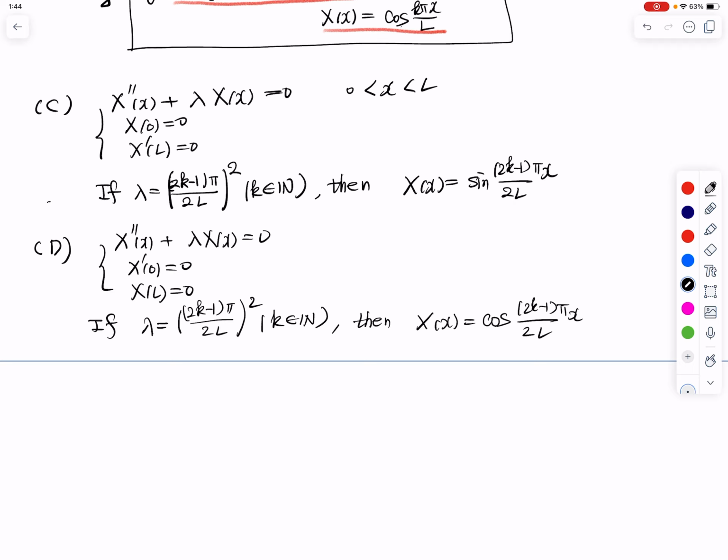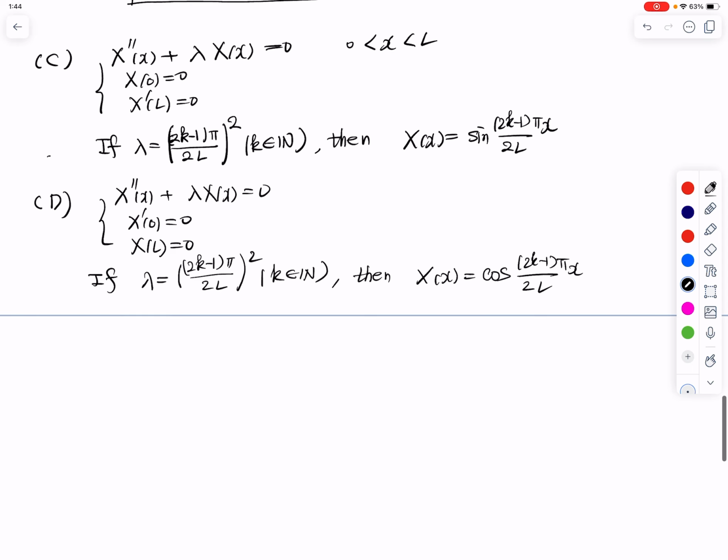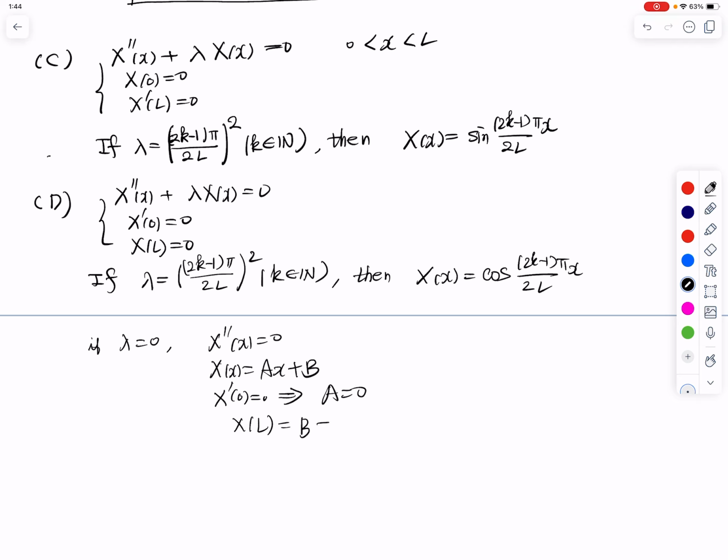Let me check whether lambda equals 0. So if lambda equals 0, then X double prime equals 0, X(x) equals ax plus b. X prime of 0 implies a equals 0, X(L) implies b equals 0. So lambda equals 0 does not satisfy both sides. Okay, so this will be the solution.